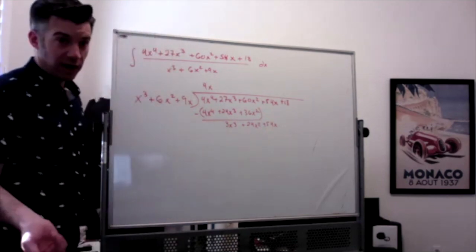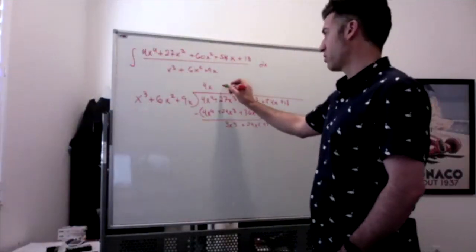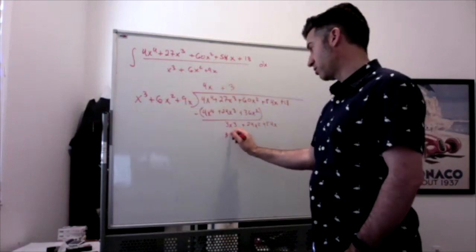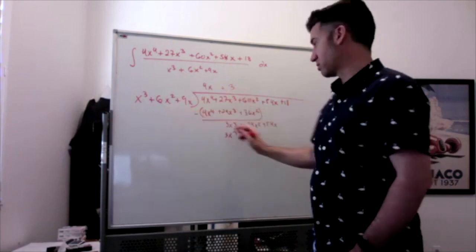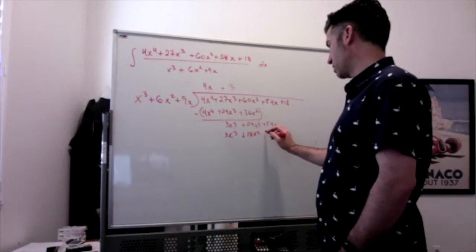And then we do it all again. So we ask ourselves, what do you multiply by x cubed to get 3x cubed? And the answer is 3. And 3 multiplies by all of this. So you get 3x cubed. 3 times 6x squared is 18x squared. And 3 times 9x is 27x.